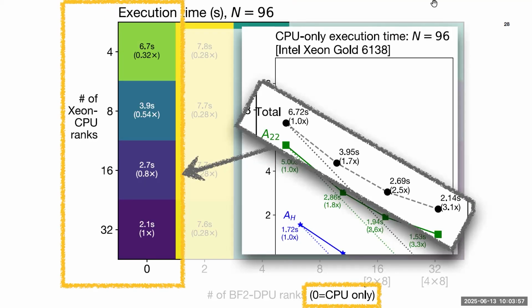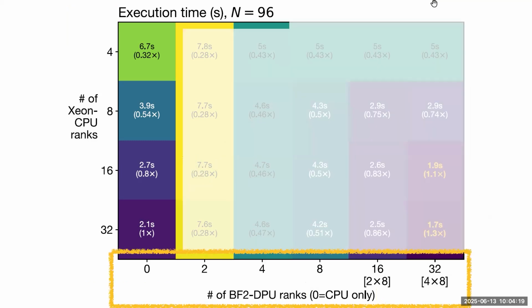On the left-hand column here, we have just the results from the CPU execution. So this is sort of our baseline. The best case result here is down at the bottom, the 32 CPU ranks, and nothing is running on the DPU. We haven't offloaded anything. In this case, it takes 2.1 seconds to run the experiment that we were testing.